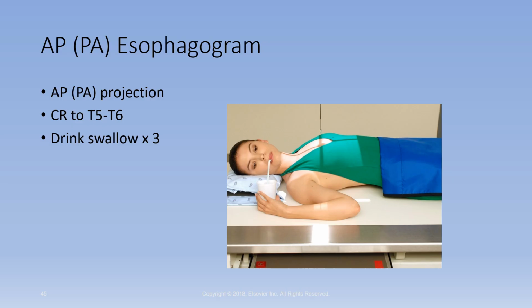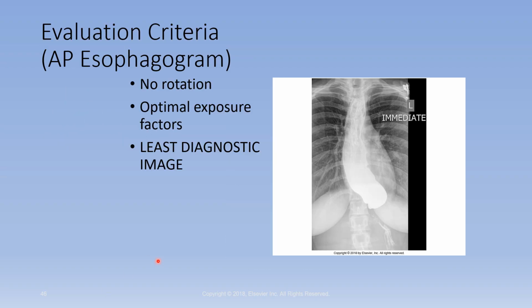It's on page 492. Your technique would be the same as an RAO, 110 at 2 for single, 90 at 2 for double or water soluble. Your central ray is still T5, T6. They would drink, swallow, drink, swallow, drink, swallow, beep. The problem with this is that it places the esophagus right over the spine, so this is not a very good image to get much information out of. It is the least diagnostic image because it's placed right over the spine.